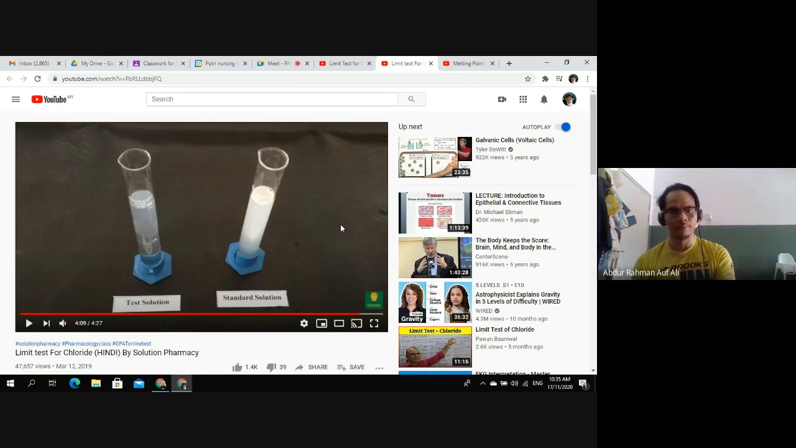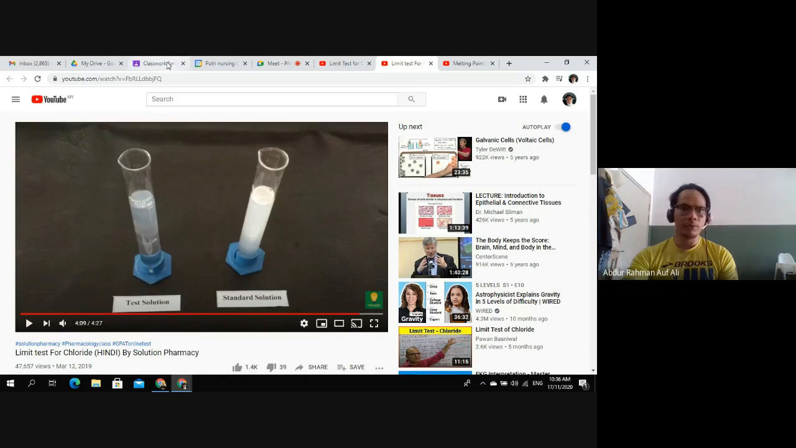Kita determine the quantity. And in this limit test, kita tak determine the quantity, kita hanya tengok the quality of the opalescence, the kekeruhan of our test solution. Kita tahu our standard solution contains 25 ppm, okay? And bila kita buat test ni, kita bandingkan, kita tahu our test solution ni contains less than 25, but we do not know exactly how much. Okay, kita hanya tahu it contains less than 25 ppm. Itu pun sudah cukup untuk passes the test. So that is an example of qualitative test. We observe the quality of the test solution.